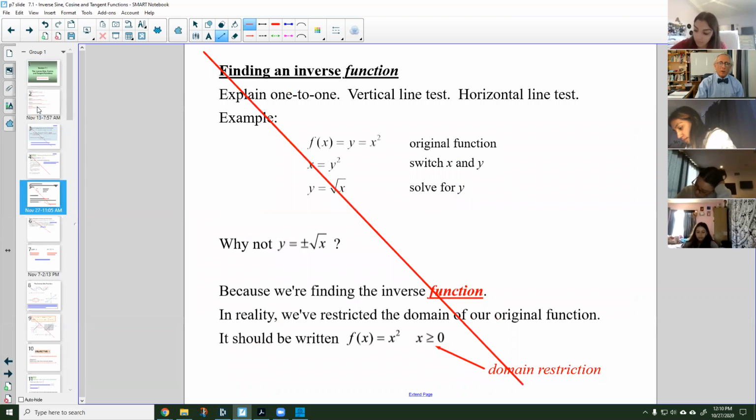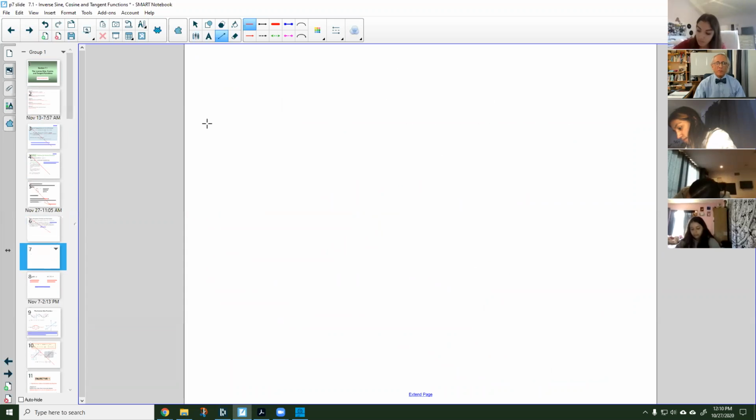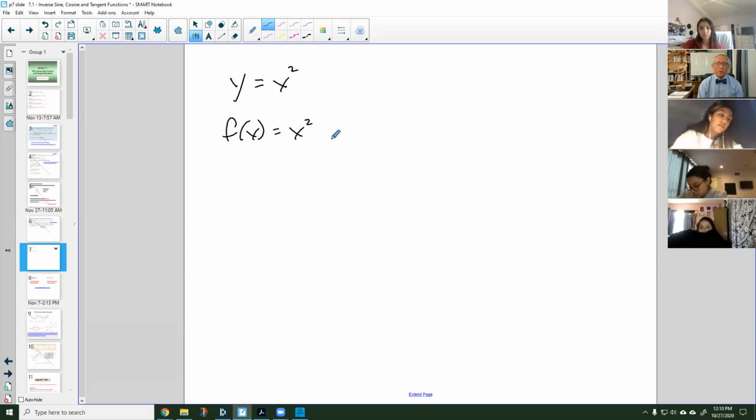So I'm going to talk about inverse functions in general for just a minute here. This is not related to inverse trig functions, but it's related to inverse functions in general. I'm going to talk about the function y equals x squared, or we can say f of x equals x squared, and we know that f of x is the same thing as y.